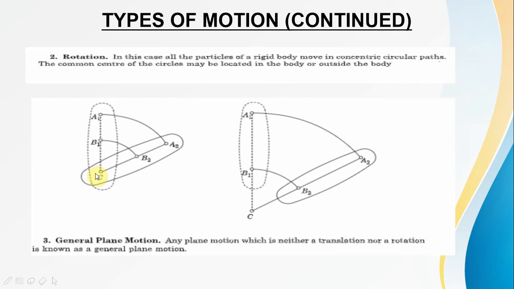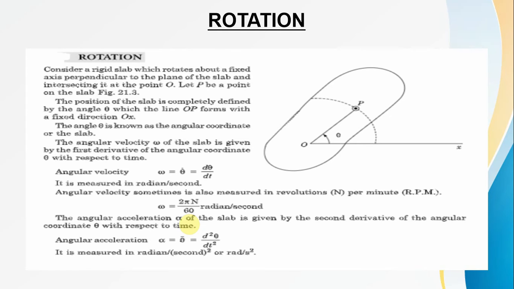There is another motion known as general plane motion, when the motion is neither purely translation nor rotation but a mixture of both. So there are three types of motion: translation, rotation, and general plane motion. Now let's go ahead. First of all, we will discuss rotation.